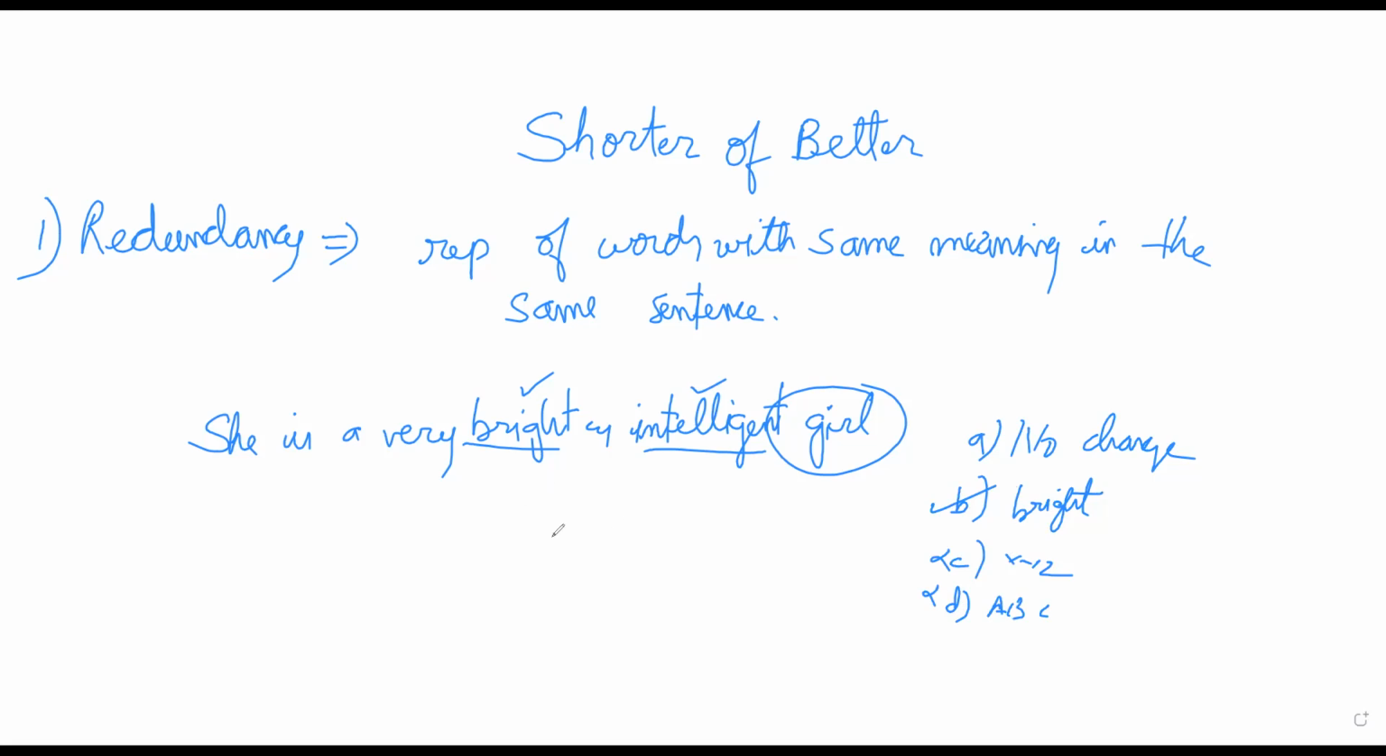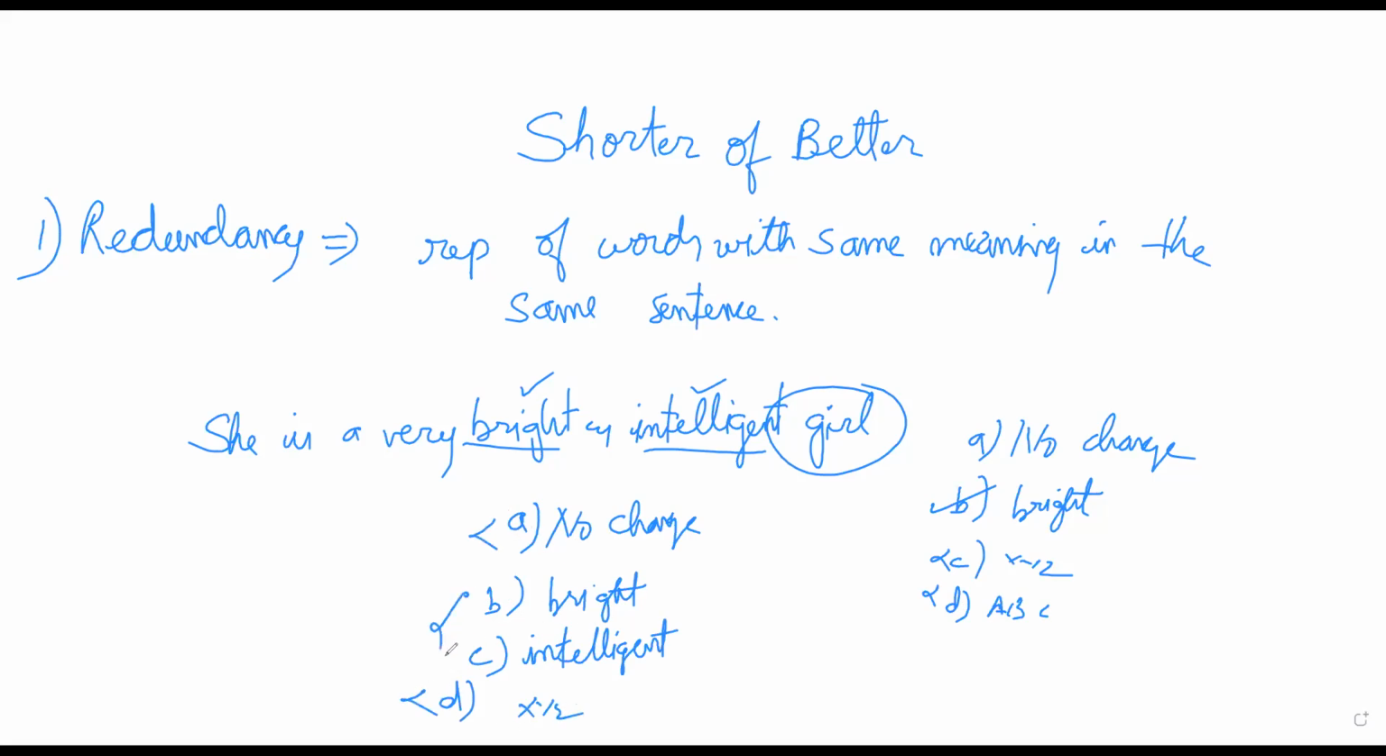Sometimes, when they want to make it a little difficult, they'll give A as no change, B as bright, then C as intelligent, and for D they'll give some XYZ word which can be eliminated. So A and D get eliminated, and you're left with B and C.